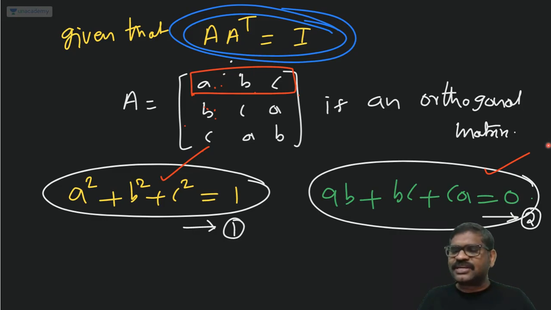Sarthak, determinant value of A is not mod 1. In the case of an orthogonal matrix, determinant value is either 1 or minus 1. Okay?